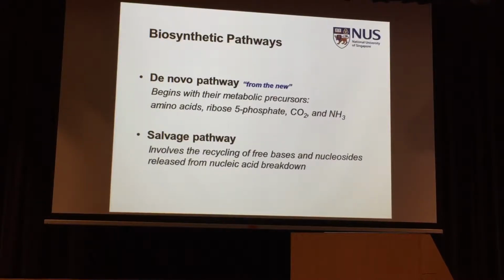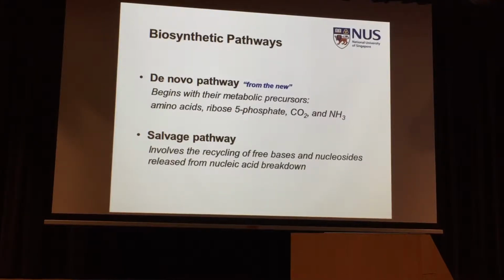There are two ways whereby purines and pyrimidines can be made. Which are the purines? Do you remember your purines? We have A, T, C, G. Your purines are A and G, correct. Pyrimidines are C and T. AG purines, CT pyrimidines. So we can make them in two ways. The first way is called the de novo pathway. That means you build it from scratch, from new, completely from their metabolic precursors.